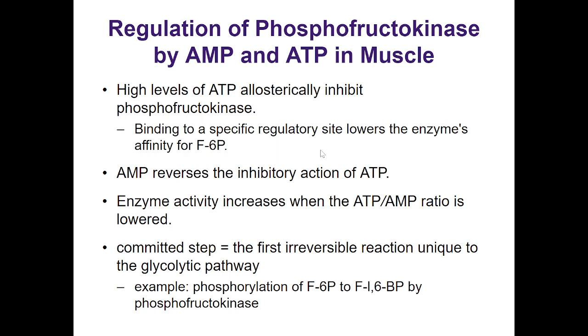And so high levels of ATP are going to allosterically inhibit phosphofructokinase. Binding to a specific regulatory site is going to lower the enzyme's affinity for F6P. AMP is going to reverse the inhibitory reaction of ATP. Why does AMP reverse that? If we have a lot of AMP versus ATP, what does that mean?